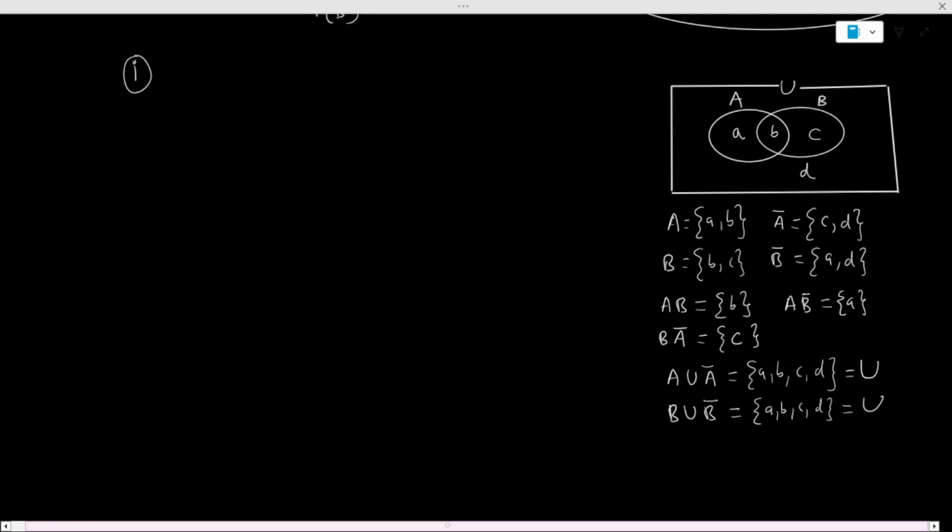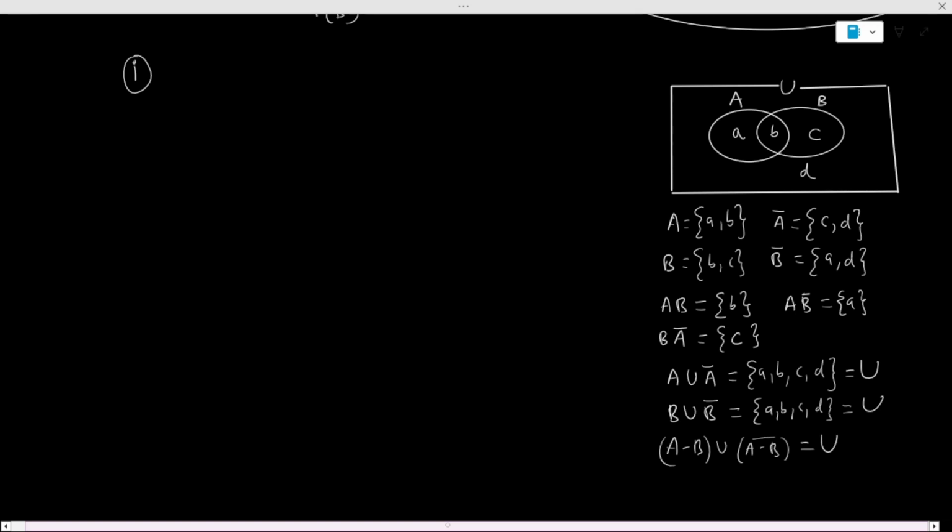A intersection B is B, and A intersection B complement, so our B complement is AD and A is AB, so the intersection is A only. Then B intersection A complement, so our B is BC and A complement is CD, so the intersection part is C only. So A union A complement, where A is AB and A complement is CD, constitutes the entire universal set. Similarly, B union B complement is equal to the universal set. Similarly, if we write it as A minus B union A minus B complement, that should also be equal to our universal set.